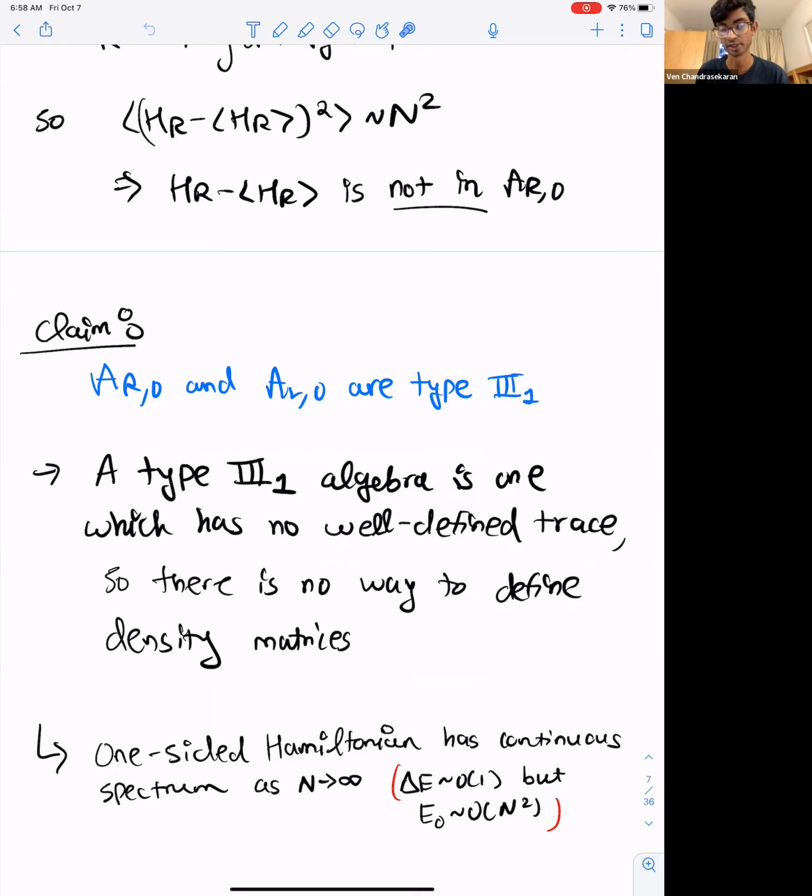And here they're showing up as an artifact of the large n limit. The reason type 3_1 algebras are relevant is they're algebras in which there is no well-defined notion of a trace. If you try to compute the trace for any operator in the algebra, it's just going to blow up. Because there's no well-defined notion of a trace, there's no way to define density matrices. If there's no way to define density matrices, you cannot compute entropies, and so on. And this is the standard situation in ordinary quantum field theory.